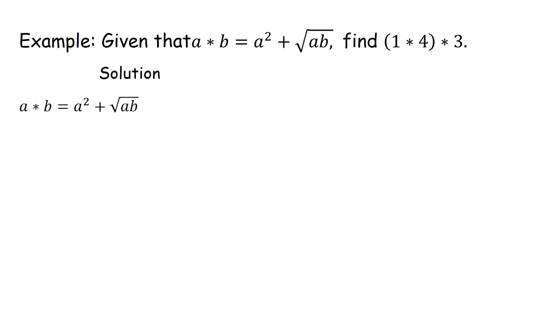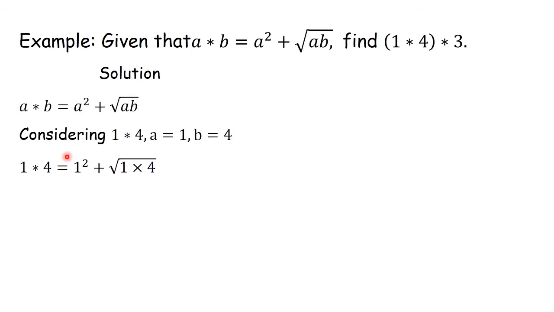So we begin by stating our formula: a star b is equal to a squared plus root of ab. Since we are given the bracket of 1 star 4, then star 3, we shall begin by considering what is in the bracket, which is 1 star 4. When we consider that, our a will be equal to 1 and b will be equal to 4.